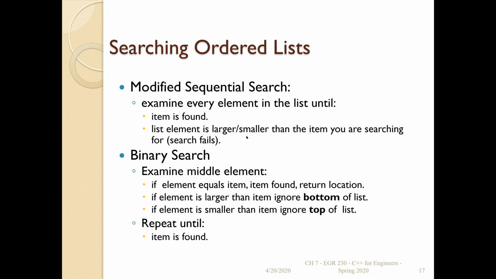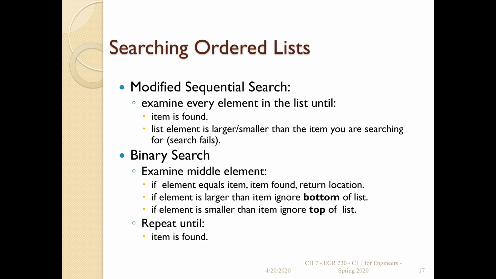Okay, so I'm going to continue on with, in this case, we're going to look at binary search. So we're continuing on with searching of ordered lists. So the lists have to be in order, okay? We already looked at sequential search and modified sequential search. And now I'm going to look at binary search, okay?